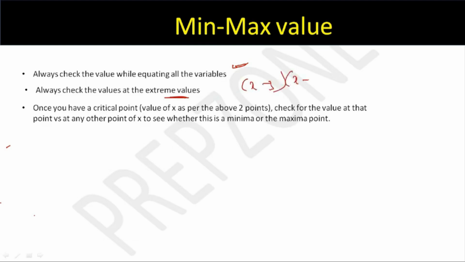X minus 3, x minus 5. So this is 0, 3 and 5, right? So what I'm saying is these are different points, अगर तुम्हें objectively solve करना है, at which you may want to check the values. Critical points पे check कर लो.